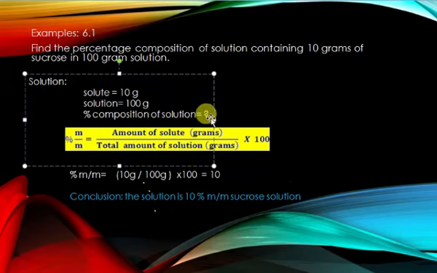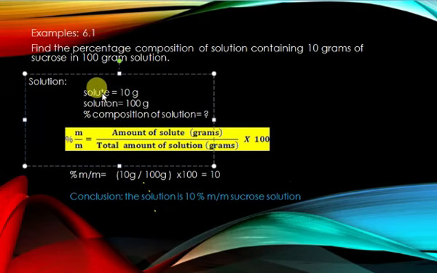Here we have a formula: percent mass by mass is equal to the amount of solute in grams divided by the total amount of solution in grams, multiplied by 100. I put 10 in the place of the amount of solute and 100 grams for the solution. So 10 divided by 100 multiplied by 100 is equal to 10. This 10 has no unit because it is a percentage. We conclude that the solution is 10% mass by mass sucrose solution. So this is the method for the determination of percent composition of a solution.